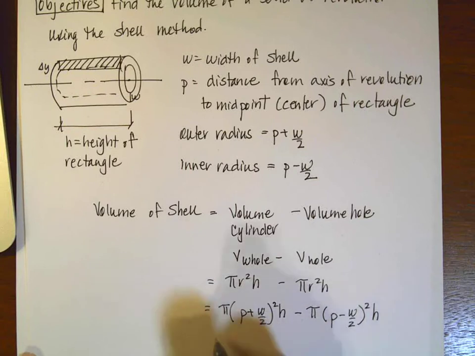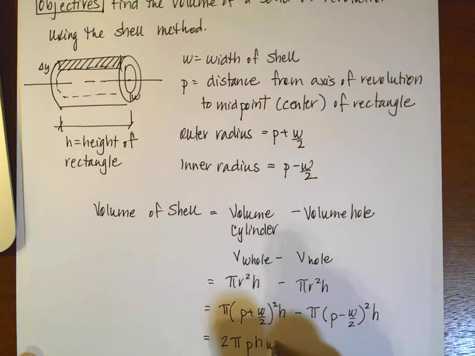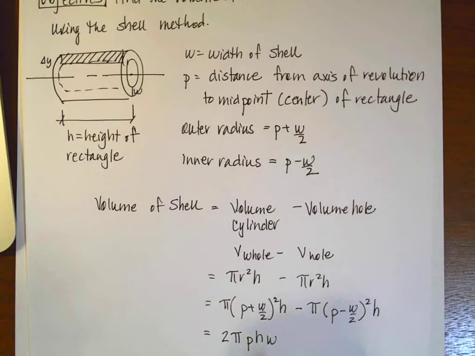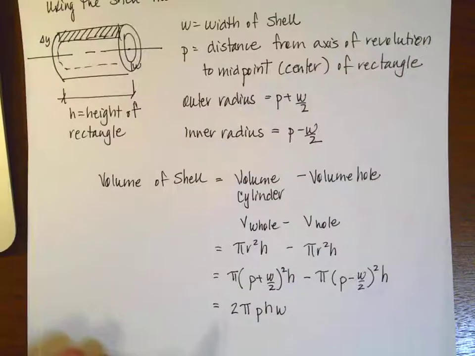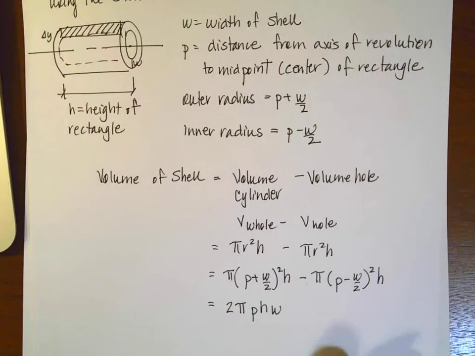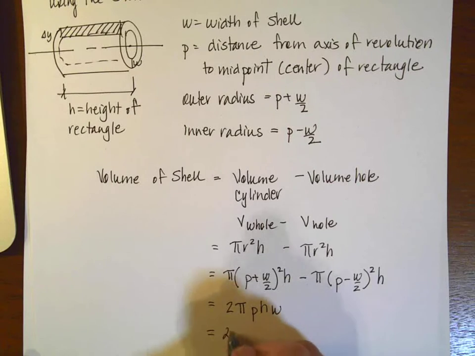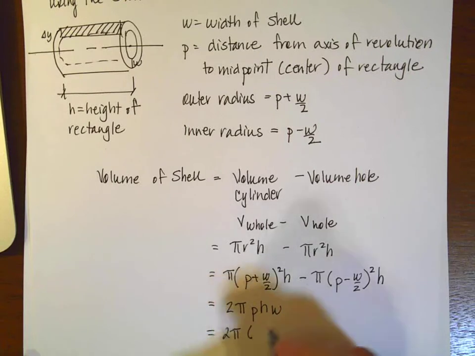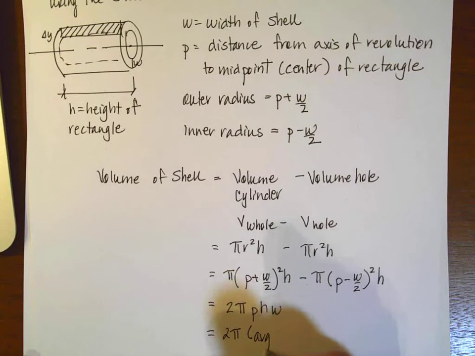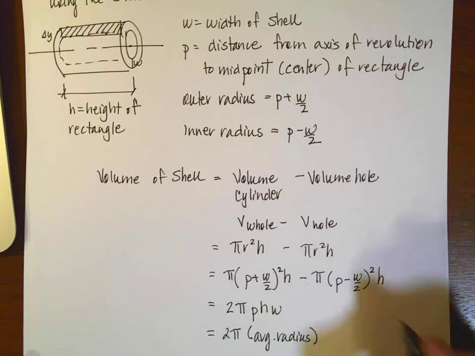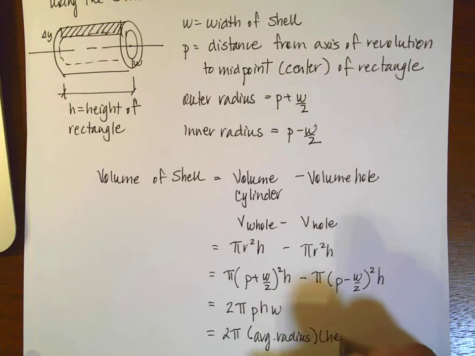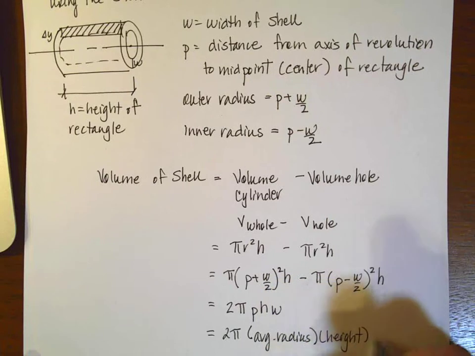I could factor, and I would come up with 2 pi times P times H times W, which is basically the formula that we're going to use when we put it into integral notation, but this is going to be 2 pi times the average radius, which was dividing by 2 to get the average, and then it's going to be the height, and then it's going to be the thickness.